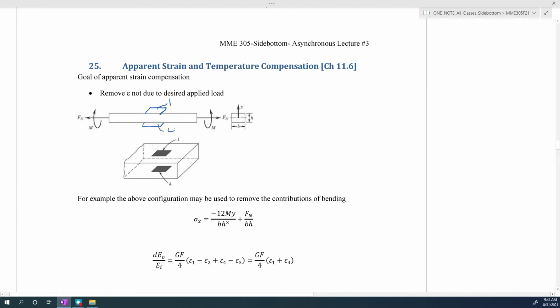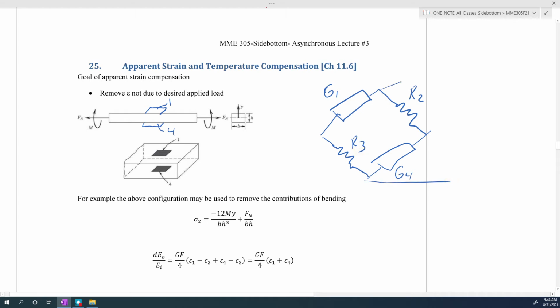All right, and within our Wheatstone bridge, we have two strain gauges and then two resistors. The first strain gauge I'll put as gauge 1, we have gauge 4, and then we have two resistors, R2 and R3. The output across our Wheatstone bridge is shown on the right, and then we have our input voltage on the bottom.